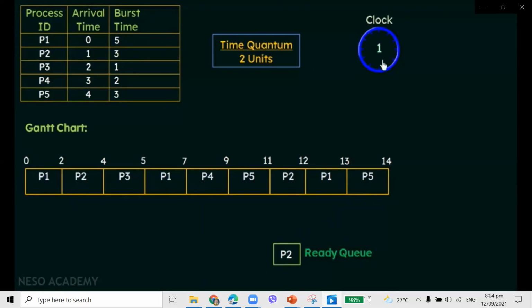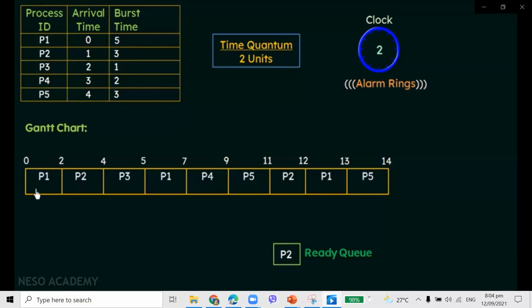Now let's see what will happen at the next unit of time. So the next unit of time is time 2. So at time 2 what happens? There is an alarm ringing. So why does the alarm ring? The alarm rings because we know that the time quantum is 2 units. So the ringing of the alarm signifies that the time quantum has ended and it is time to preempt the currently executing process, and it is time to give the CPU to the next process waiting in the ready queue. So that is what we have to do.